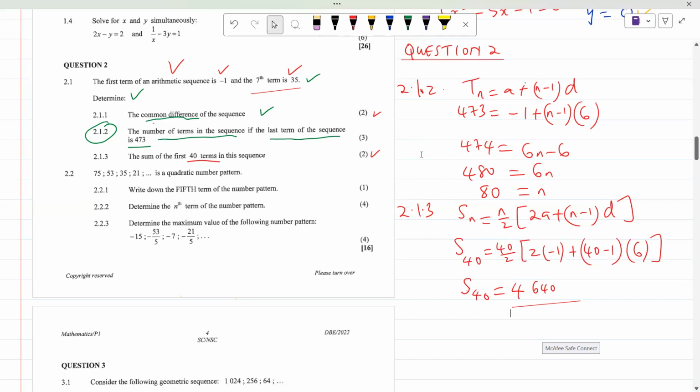Right, so we continue now. We're looking at 2.2. We're given a sequence and it's said to be quadratic: 75, 53, 35, 21 is a quadratic number pattern. We are then asked to write down the fifth term of the number pattern. So we are looking at 2.2.1.